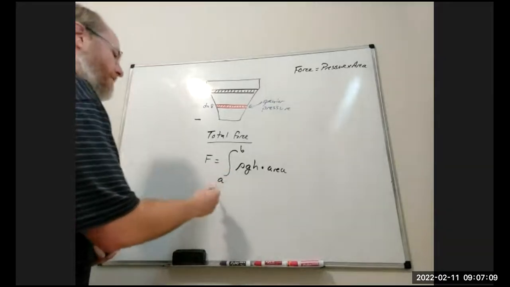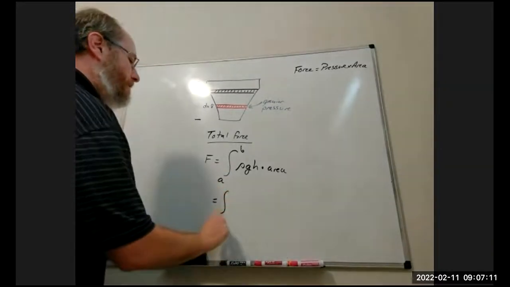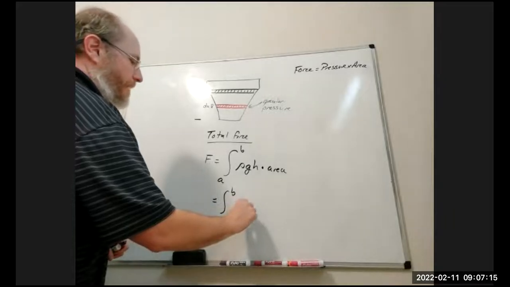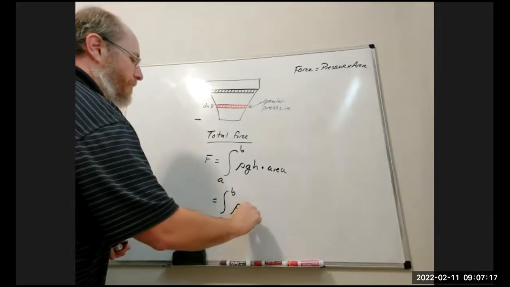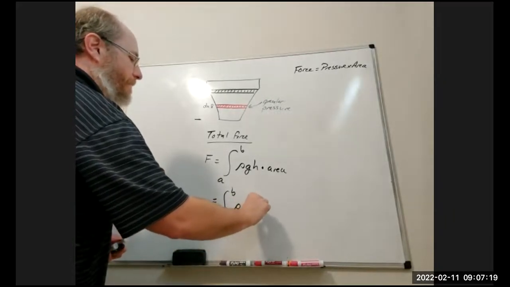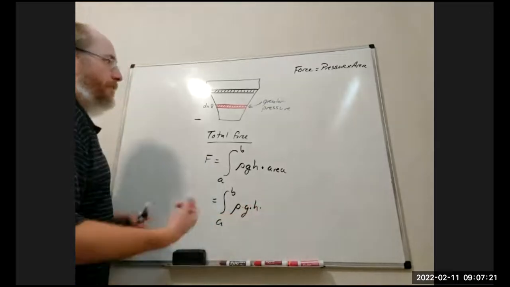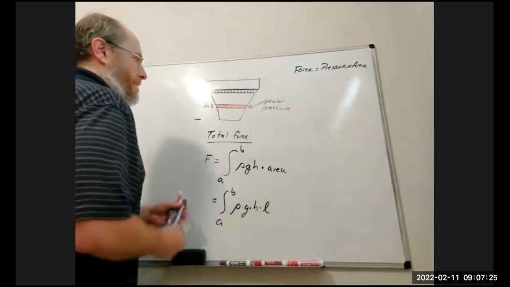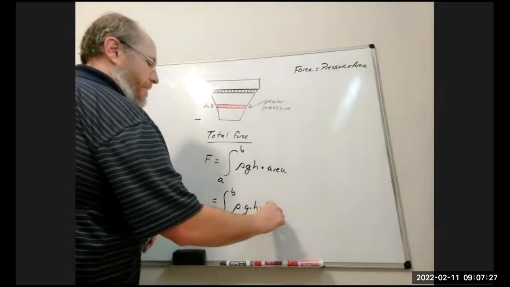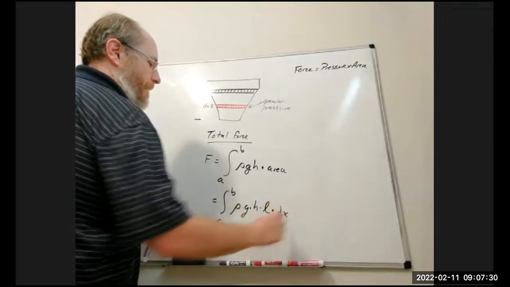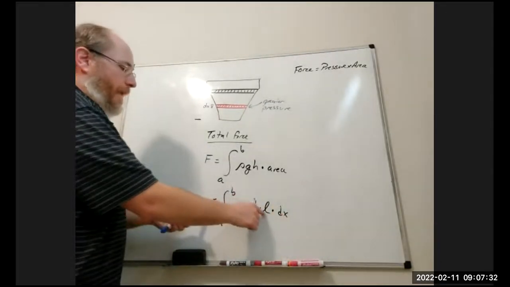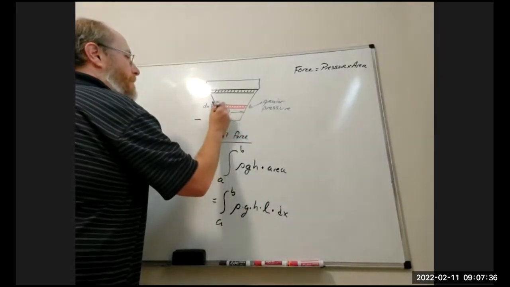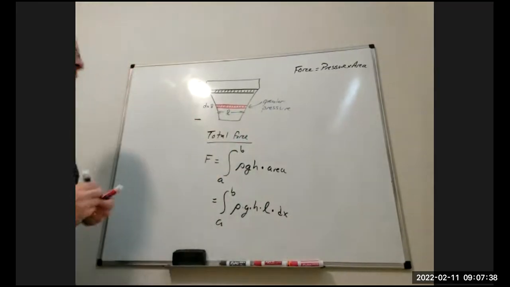So here's what's actually going to happen when we integrate these. We're going to have our density. We're going to multiply that by gravity. We're going to multiply that by the depth, to which then we're going to multiply the length times our dx. And when I wrote L here, I'm talking about that length right there.